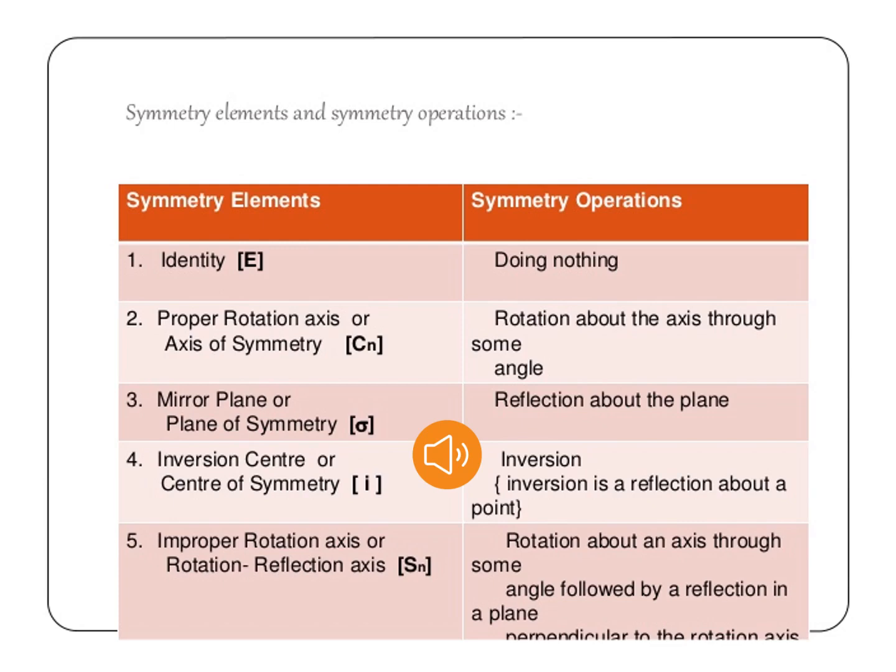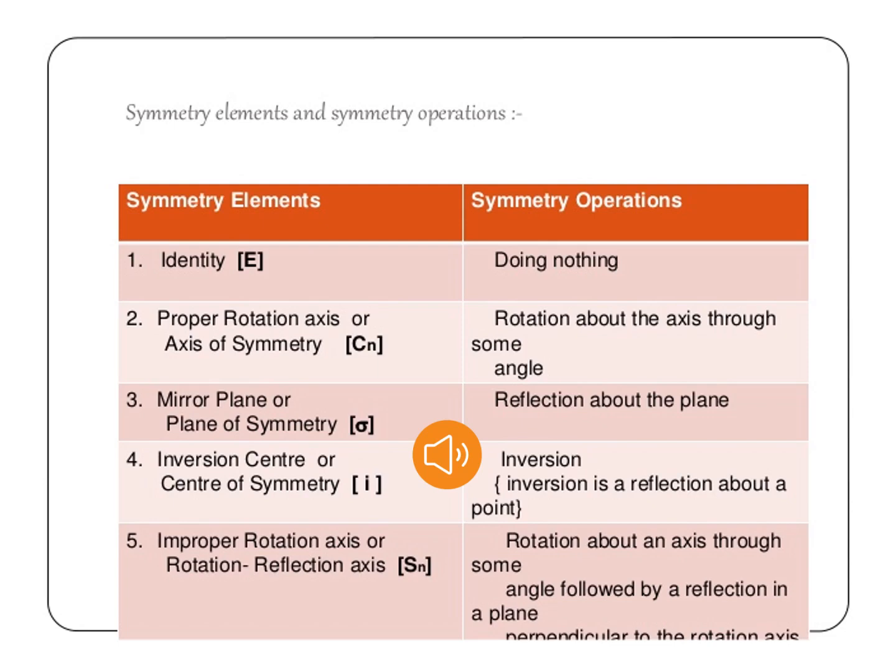axis through some angle. The third one is the mirror plane or plane of symmetry, denoted by sigma, and the symmetry operation is reflection about the plane. The next one is the inversion center or center of symmetry, denoted by small i, and the inversion operation is a reflection about a point.